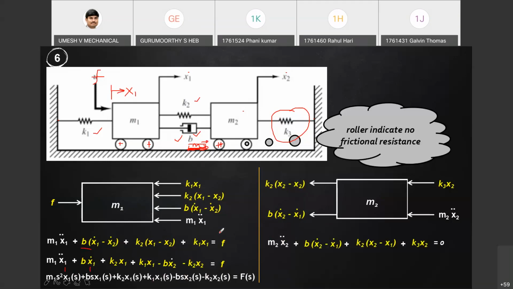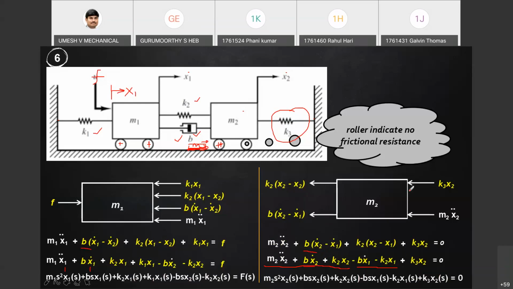Hope you are looking at the screen and checking whether all terms are in the correct position. These are things where we may commit mistakes unknowingly in the exam. They are not real mistakes, but in a hurry, things may go a little wrong and the entire answer will go wrong. So be careful. So the Laplace form of that.